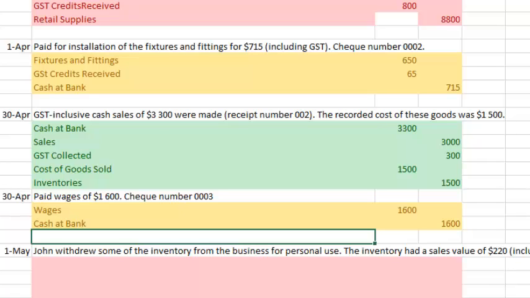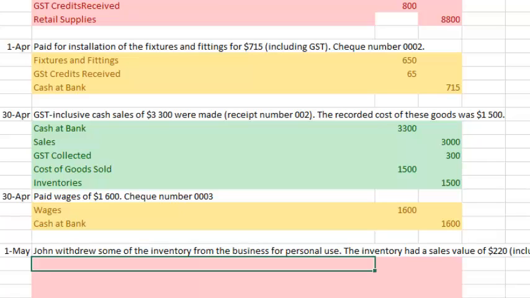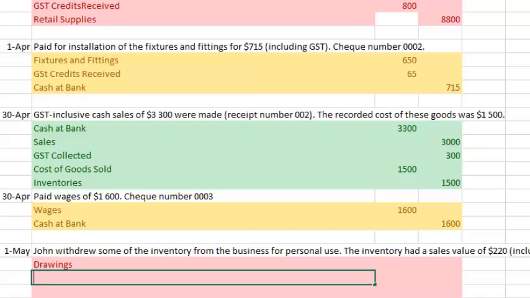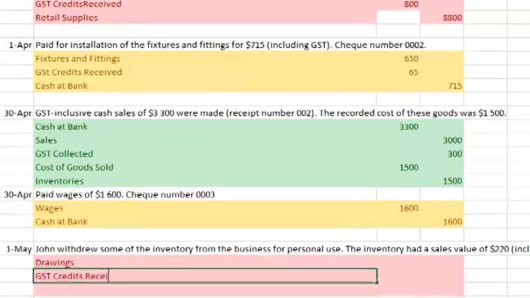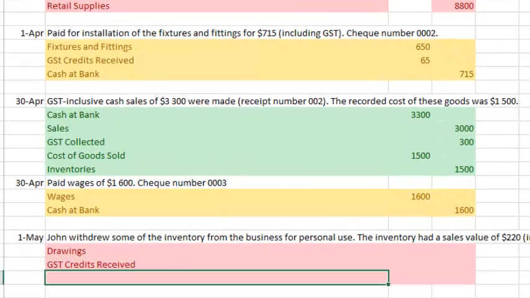Now we've got a complicating entry here. John withdrew some inventory from the business for personal use. We've got to be careful here. It's worth $110 to us. The fact that it had a sales value is immaterial. If we had sold it, we would have got $220 for it, but we're only accounting for the cost. So we have an account called drawings. We need to calculate the GST credits received component, and we need to adjust our inventories account because we have reduced our inventories.